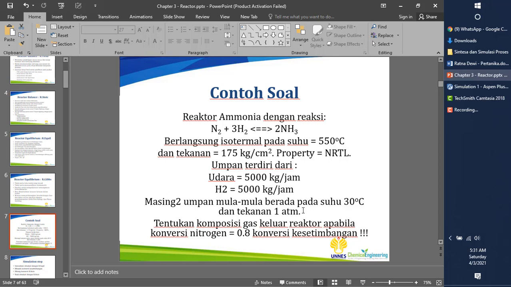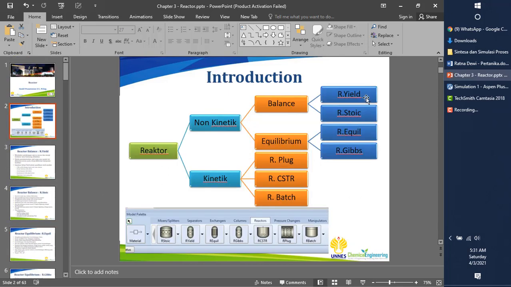So you have to find out the gas outlet composition of the reactor if the nitrogen conversion is 0.8 of the equilibrium conversion. There are two conversions shown here. First, you have to calculate the equilibrium conversion. You can use either R-equil or R-gibbs.